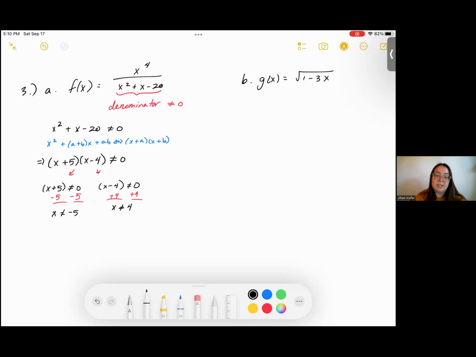So the best way to find our domain is to draw a number line. This gives us a little bit of a visual, and it's really going to help us figure out the order of the intervals and how we're going to write them. So you draw your number line, negative infinity to infinity, and you're going to fill in the two values where your function can't exist. So you've got negative 5 and 4.